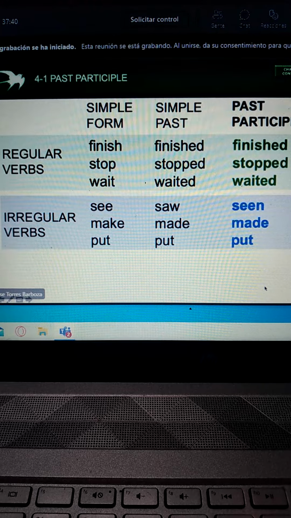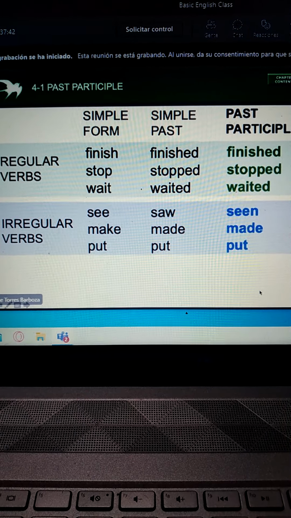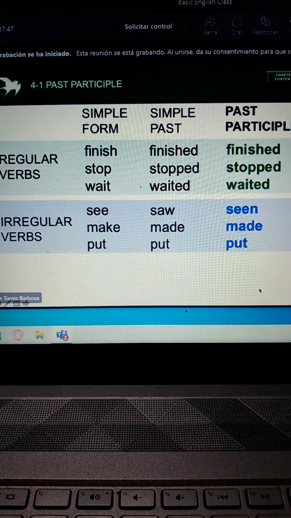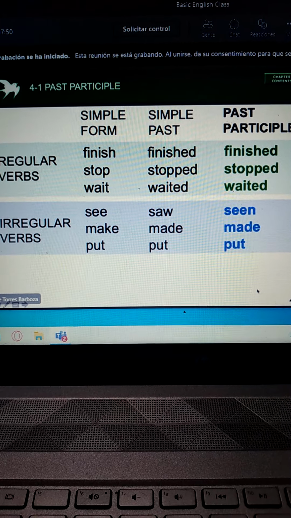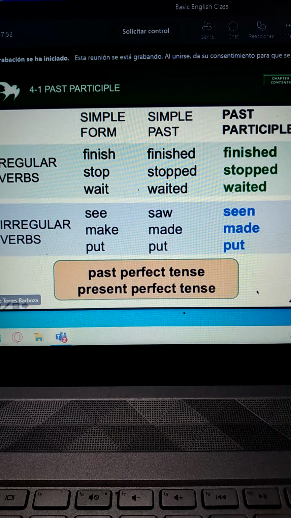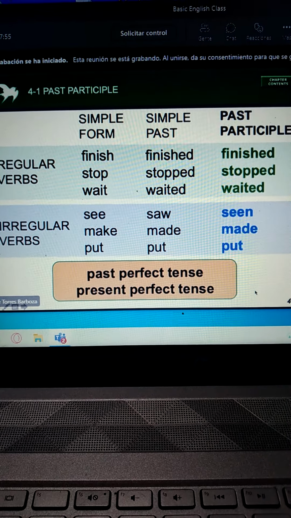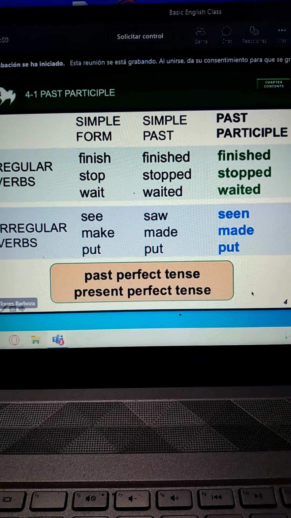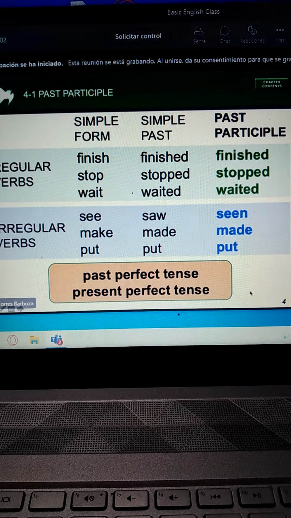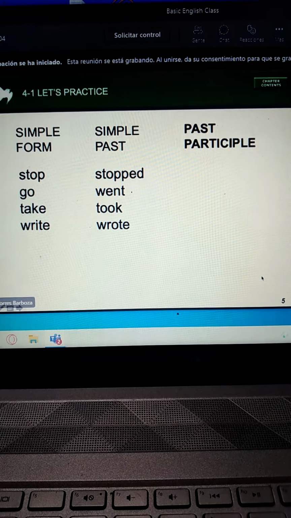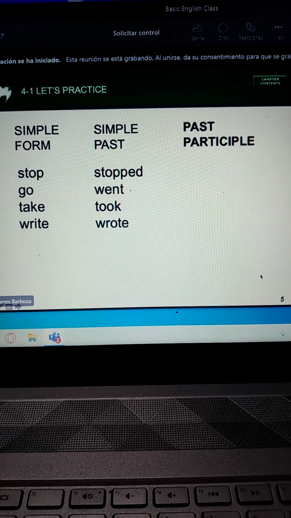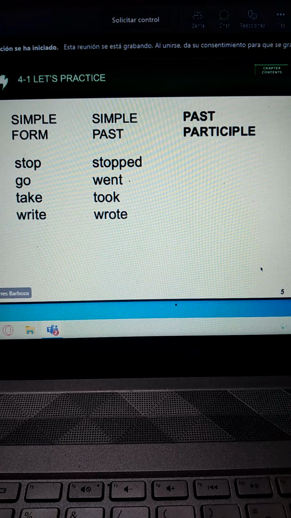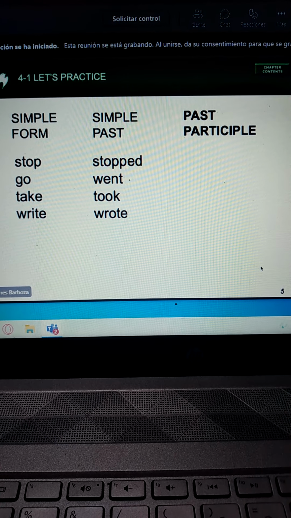Okay, this is just the introduction. So remember, for the past participle of regular verbs, we just have to add ed, as in the simple past. But what happens with irregular verbs? We have to check the list. We're going to use the past participle for two verb tenses, past perfect and present perfect. Today we're going to focus on the present perfect. As I said before, the present perfect is an action that started in the past and still exists in the present.